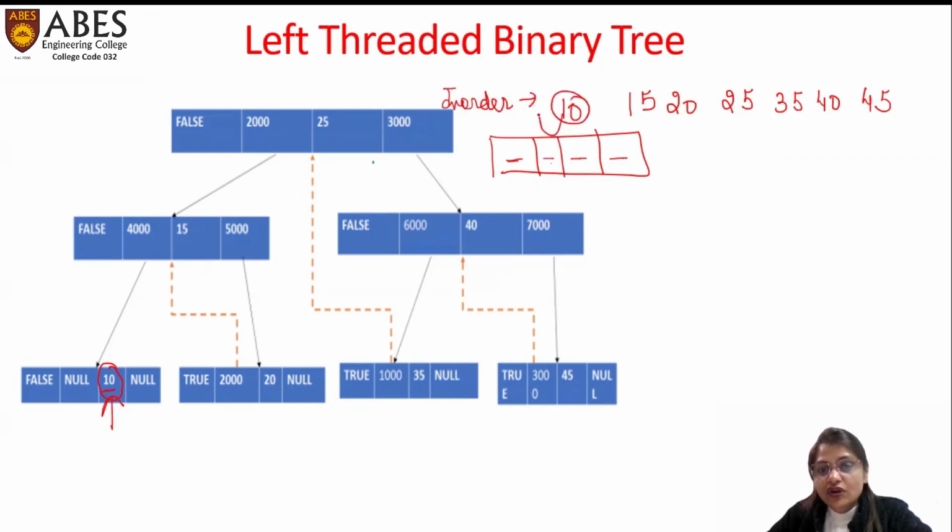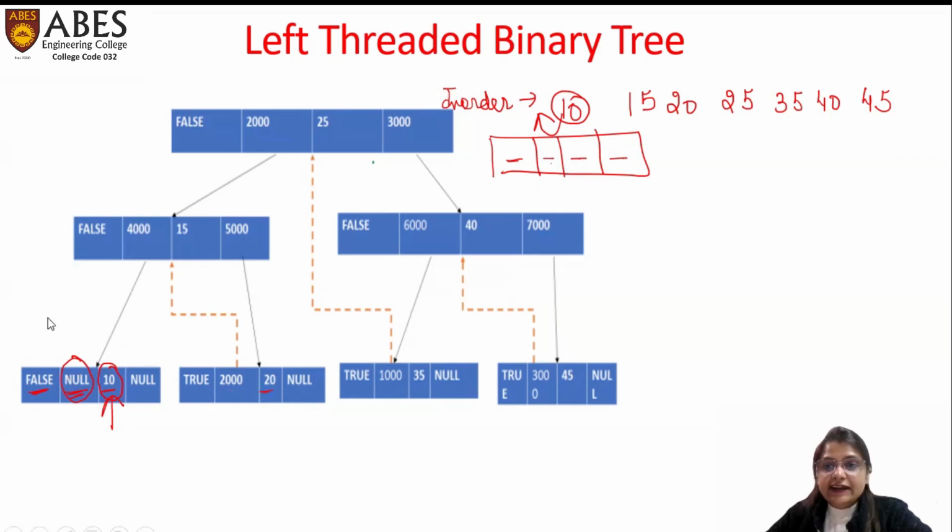No, there is no predecessor. That's why this left threading concept cannot be used here, or I cannot replace this null value with any special pointer. That's why this Boolean value remains false here. Let's go to another node.